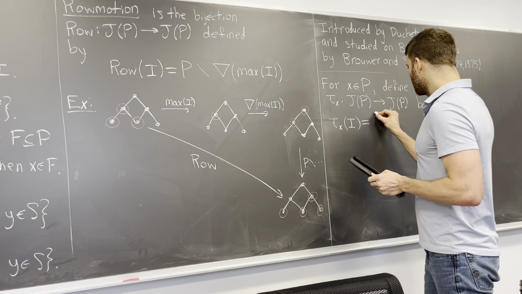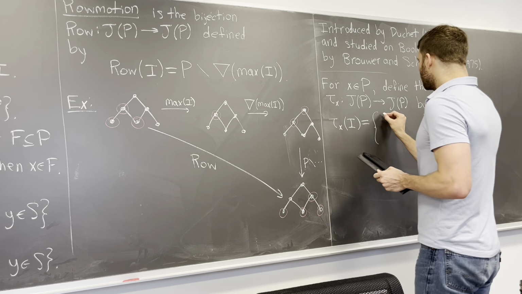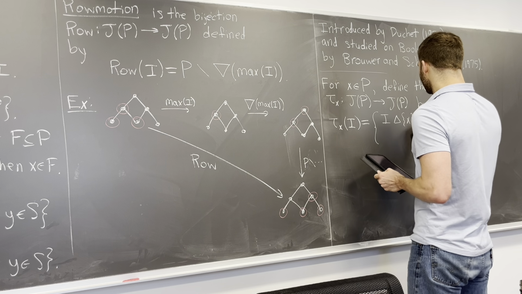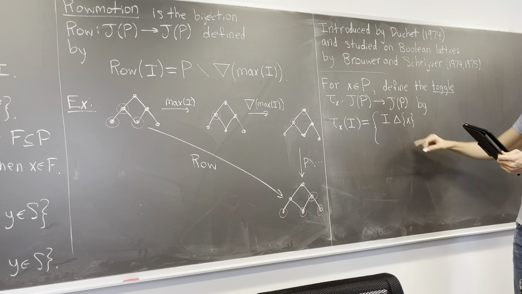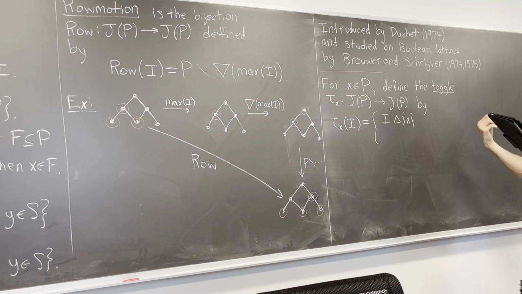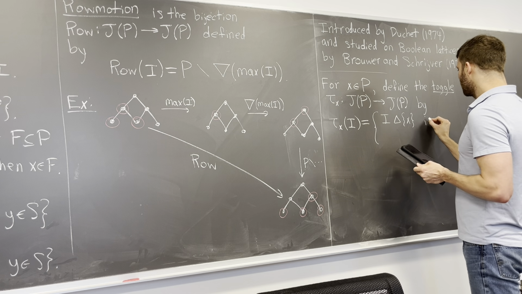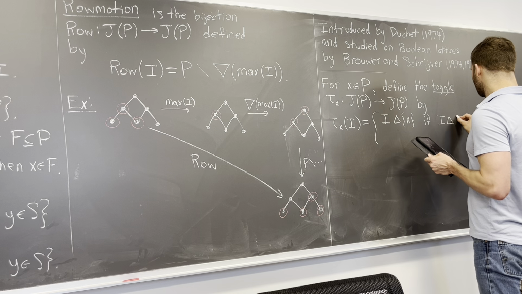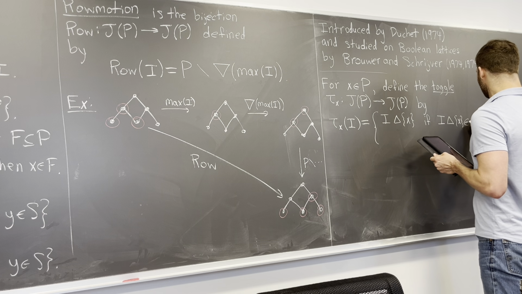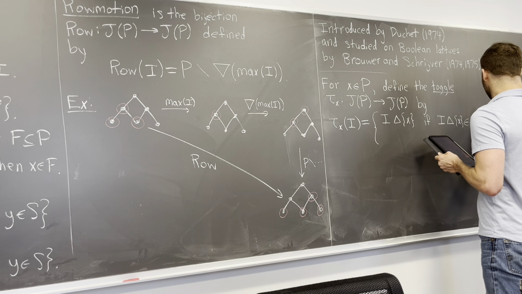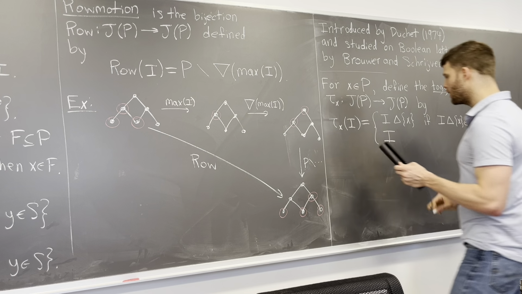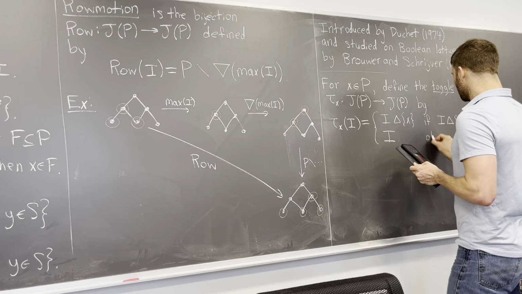So formally, the way to write this would be the symmetric difference of I with the singleton set x. This notation just means if x is not in the order ideal, add it in, and if x is in the order ideal, take it out. But you only do this if this thing is actually an order ideal. And otherwise, you do nothing. You just stay with the order ideal I.